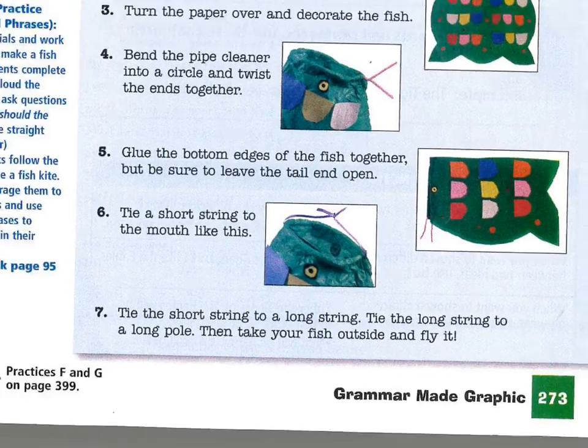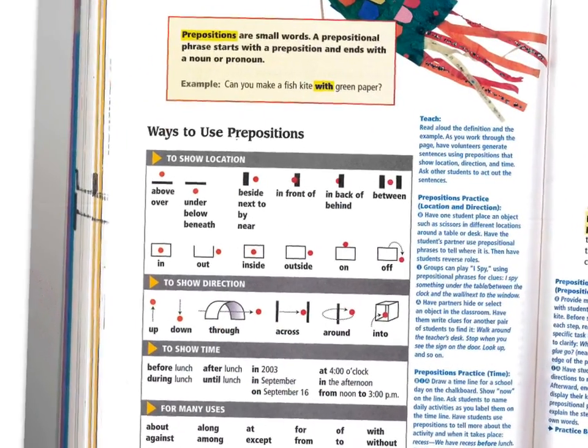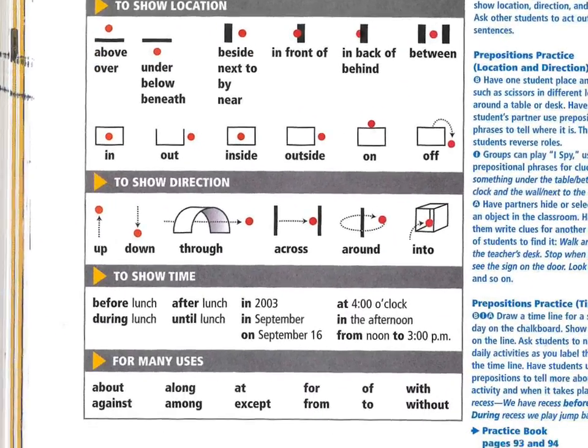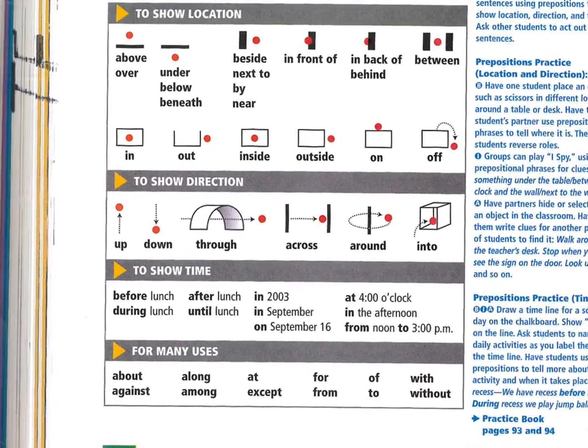Prepositions. Small words that are often in phrases that show location, direction, time, and other uses.